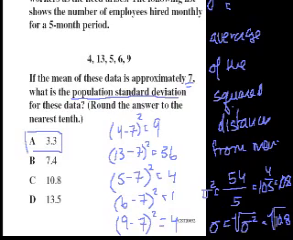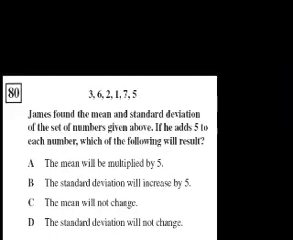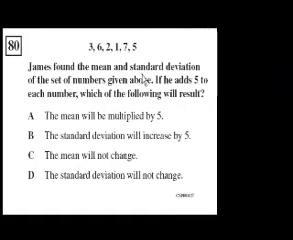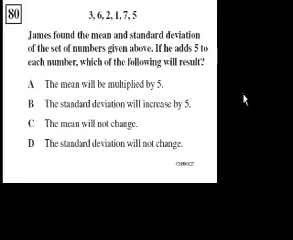Next problem. James found the mean and standard deviation of the set of numbers given above. If he adds 5 to each number, which of the following will result? All right, if you add 5, the mean will be multiplied by 5. No, that's not right. Because if you add 5 to each of these numbers, the mean will just become 5 bigger, right? You're kind of just shifting over the center to some degree, where you're measuring the center by the average, over 5. Actually, I could show it to you.